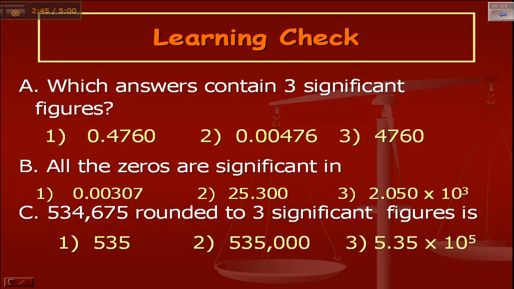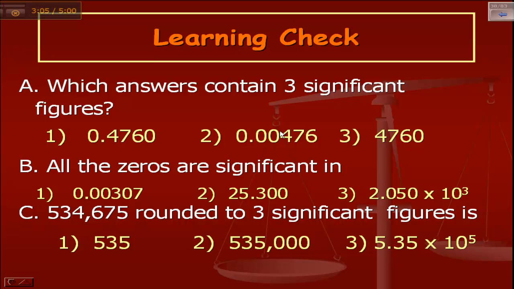So here are a few questions that you can answer. You can pause the video because I'm going to tell you the answers here in just a second. Which answers contain 3 significant figures? Well, this first one, we have 3 here, but this is a final zero. So this one has 4, so it's not 1.